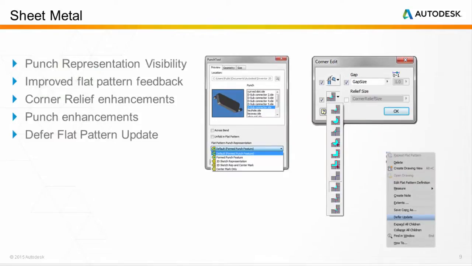The following flat pattern overrides are added to the punch tool dialog: Show formed punch feature, Show sketch representation, Show center mark. New options, round tangent, round vertex, and square vertex have been added to the list of available corner relief types to provide more placement solutions. A flat pattern compute option has been added to the modeling tab in the document setting dialog box. And a defer update on flat pattern has been added to the file open options.